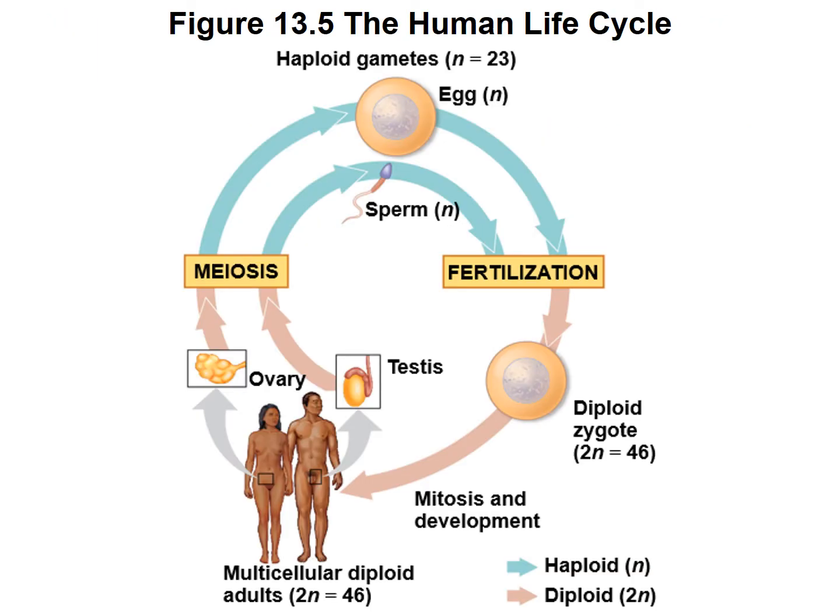This slide, figure 13.5, is showing the human life cycle. If we start with the 2 humans on the bottom left, humans are diploid, so they have 2 sets of chromosomes, or 46. In the ovary, meiosis will occur and an egg cell will be produced that has 23 chromosomes. In the male testes, meiosis occurs and a sperm is produced, which will have 23 chromosomes. The gametes are both haploid. Once fertilization occurs, or the sperm unites with the egg, it becomes a diploid zygote. It now has 46 chromosomes. It'll then develop into an adult by mitosis.